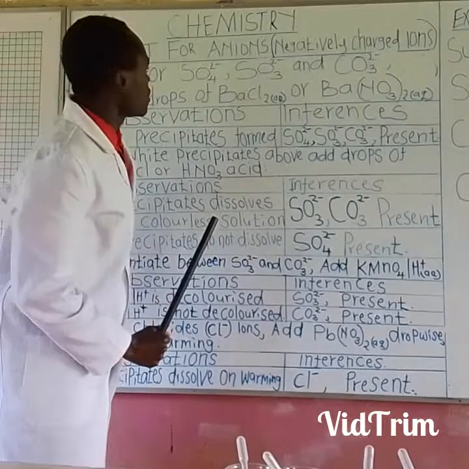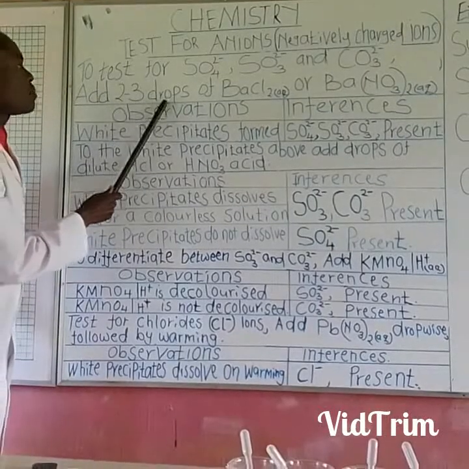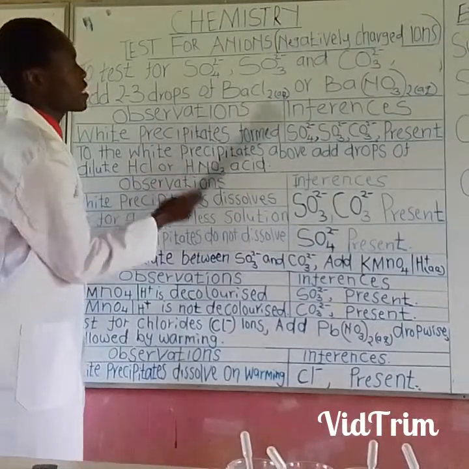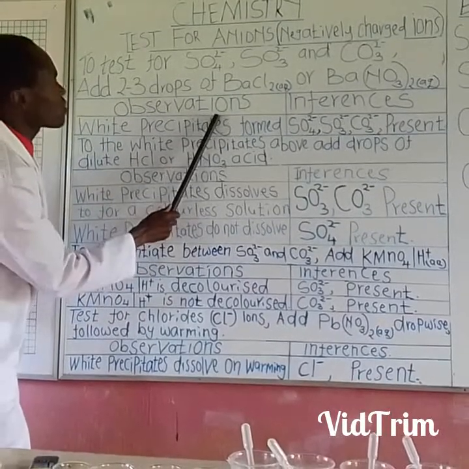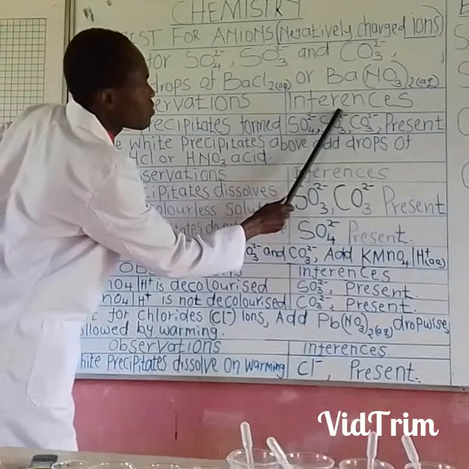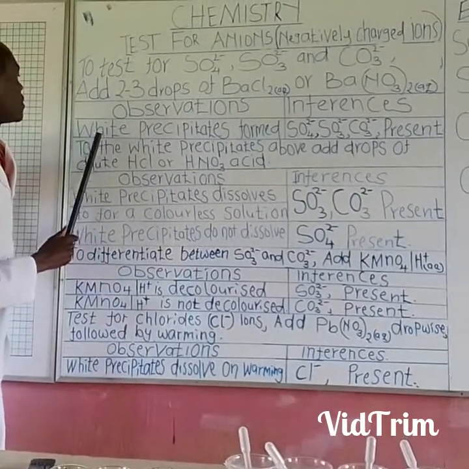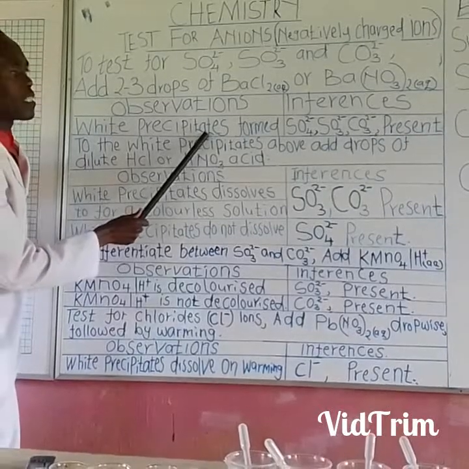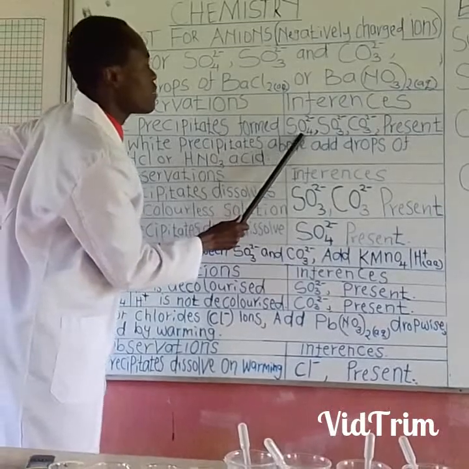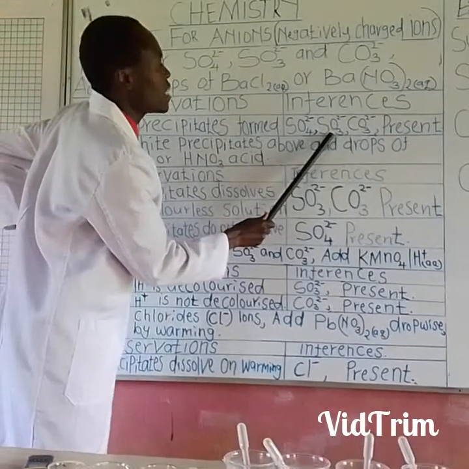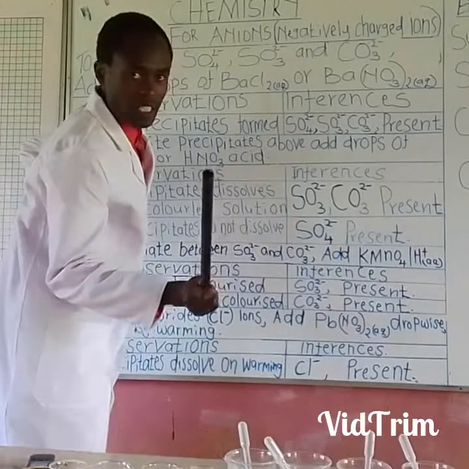Is it okay? So you add 2 to 3 drops of barium chloride solution, and as usual we will have the observation column and the inferences column. So in case you add, then you form white precipitates, we suggest the presence of the sulfate ions, sulfide ions, and carbonate ions present, we suggest.